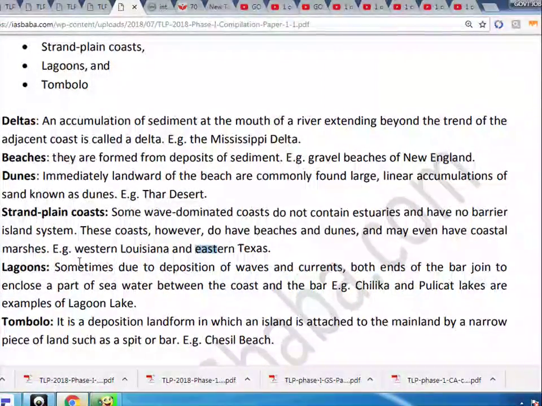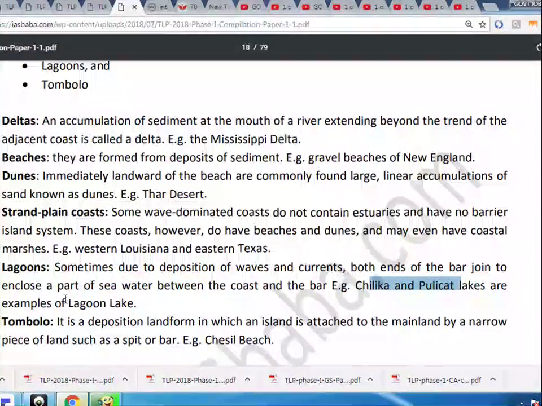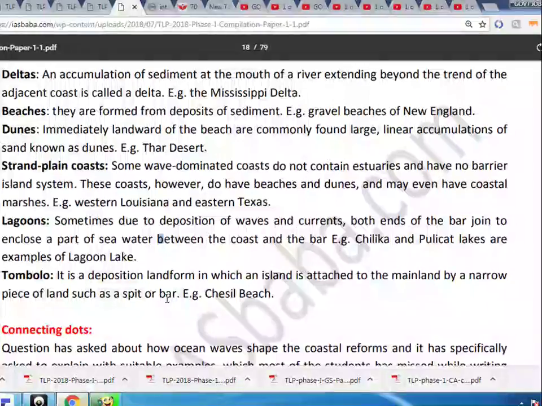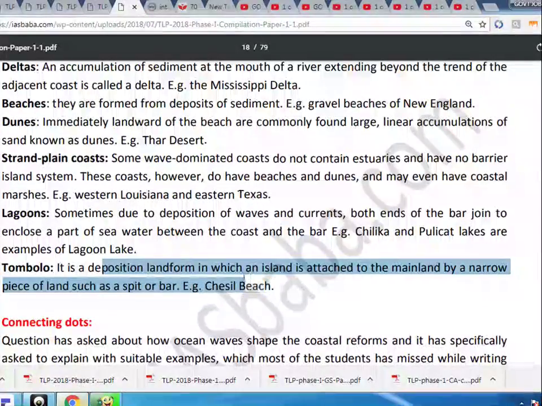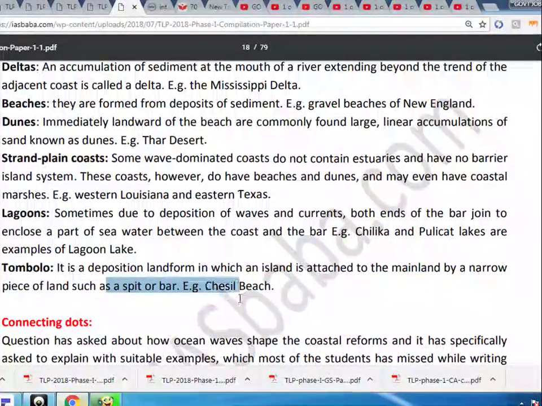Lagoons. Sometimes, due to deposition by waves and currents, both ends of the bar join to enclose a part of seawater between the coast and the bar, e.g. Chilika and Pulicat lakes are examples of lagoon lakes. Tombolo. It is a deposition landform in which an island is attached to the mainland by a narrow piece of land such as a spit or bar, e.g. Chesil Beach.